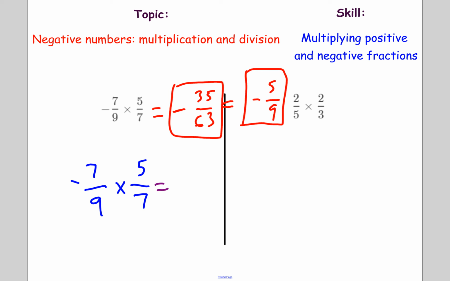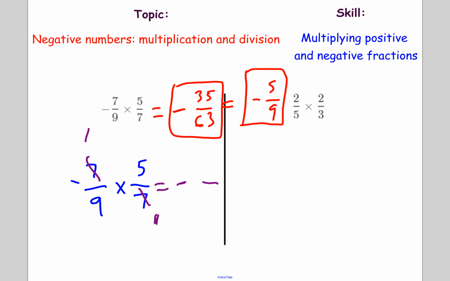First of all, a negative times a positive is a negative. Now, if you take a moment to simplify before you multiply, you're going to see some pretty cool things happen. I look at 7. Oh, wait a minute. I can simplify these two 7s. 7 goes into 7 one time. 7 goes into 7 one time.